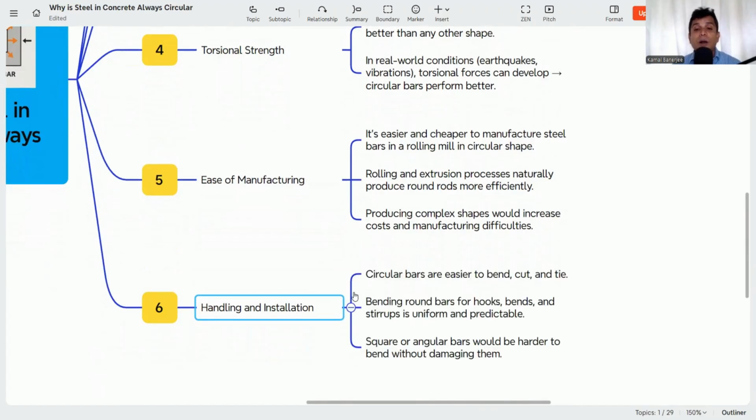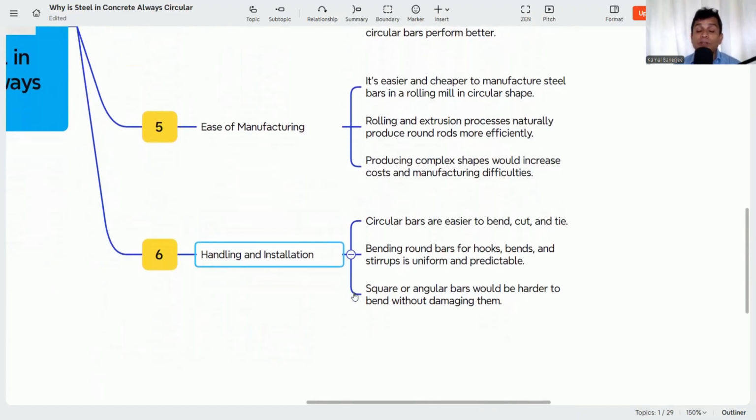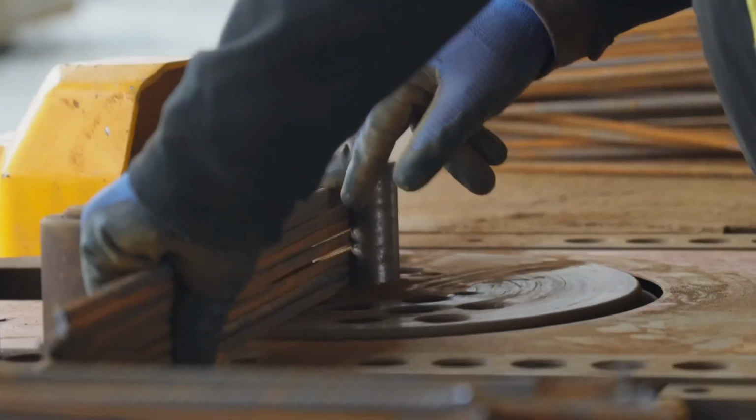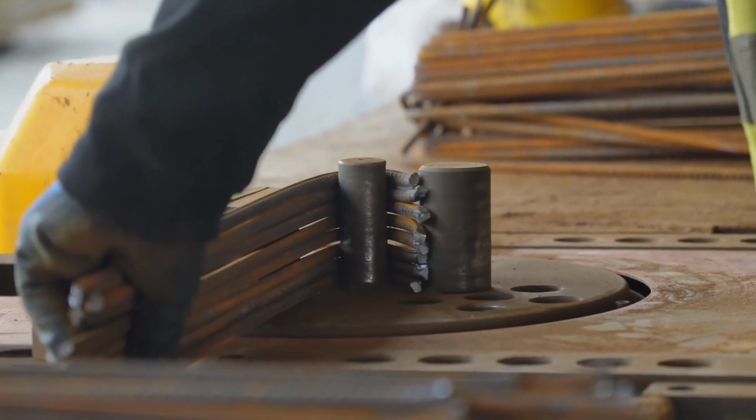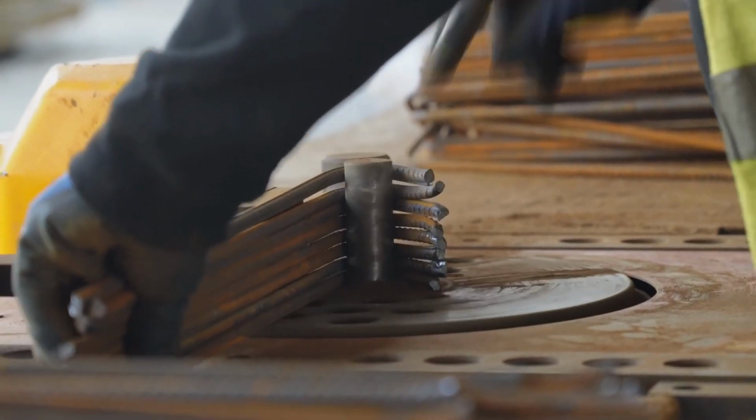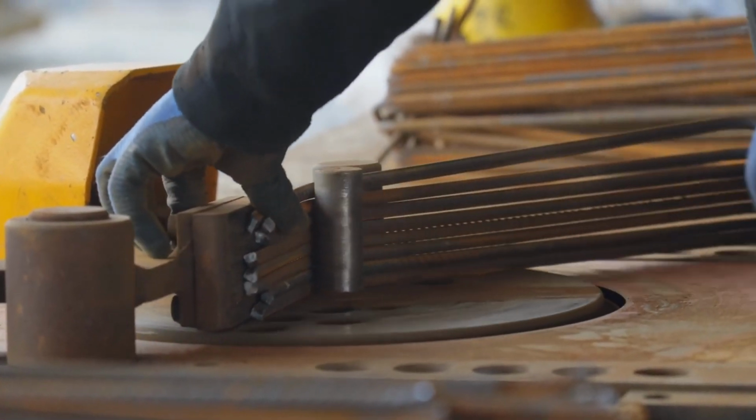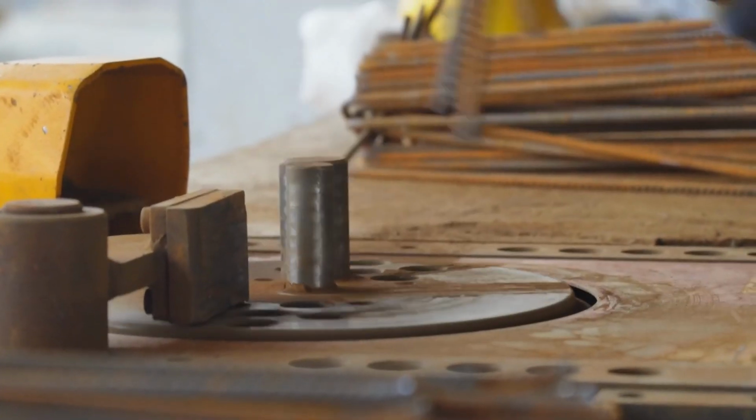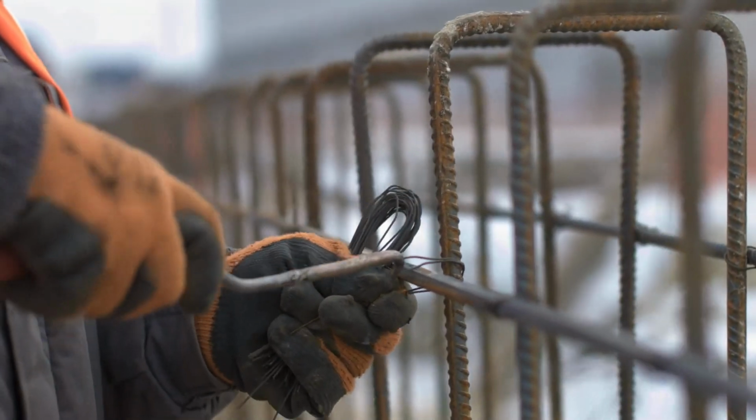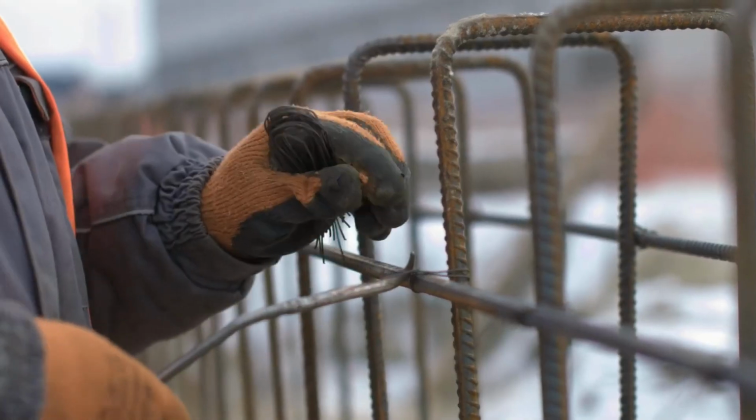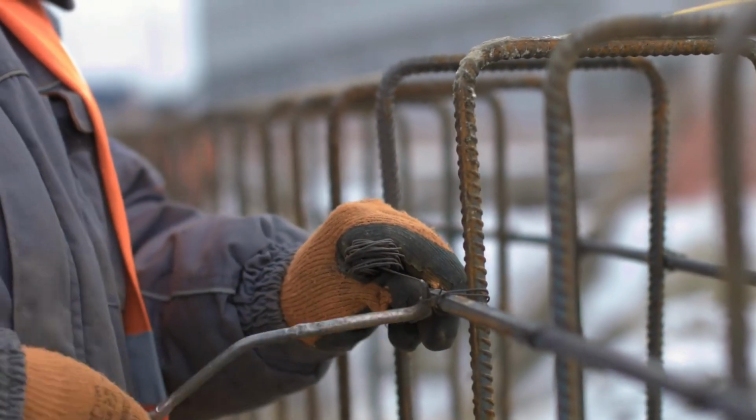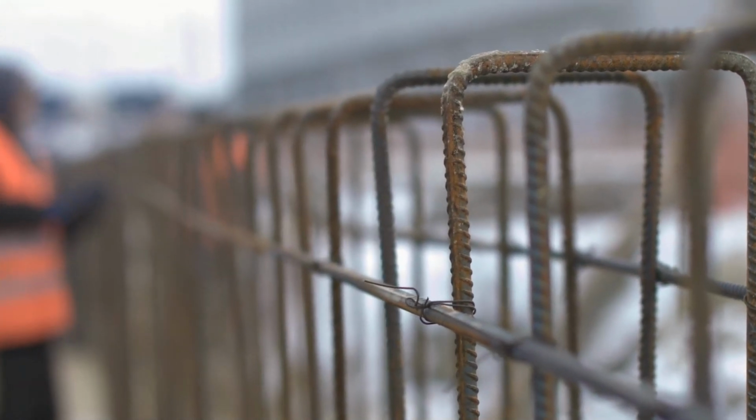Then handling and installation. Circular bars are easier to bend, cut and tie. We need to bend the bars according to our requirement. In RCC we do not use only straight bars; we need to bend the bar at the end to develop the development length and the anchorage length. So circular bars are easier to bend than any other shape, and easy to tie. That is why circular bars are used. And bending round bars for hooks, bends and stirrups is uniform and predictable.